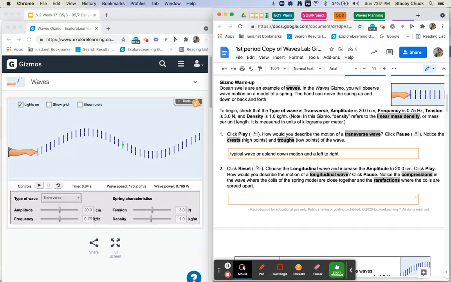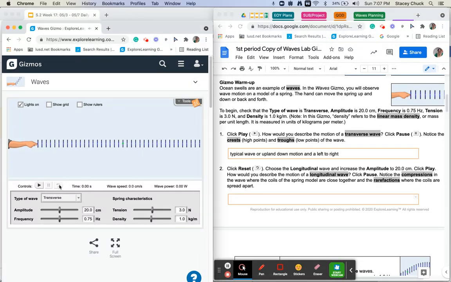Number 2, click reset. Change it to longitudinal wave. Increase the amplitude to 20. So what you may not have noticed is that even though we set it to 20 before, when we switch it to longitudinal wave, it actually changes it to a 10 amplitude. So you have to manually switch it back to 20, but leave everything else the same. Click play. How would you describe the motion of a longitudinal wave?